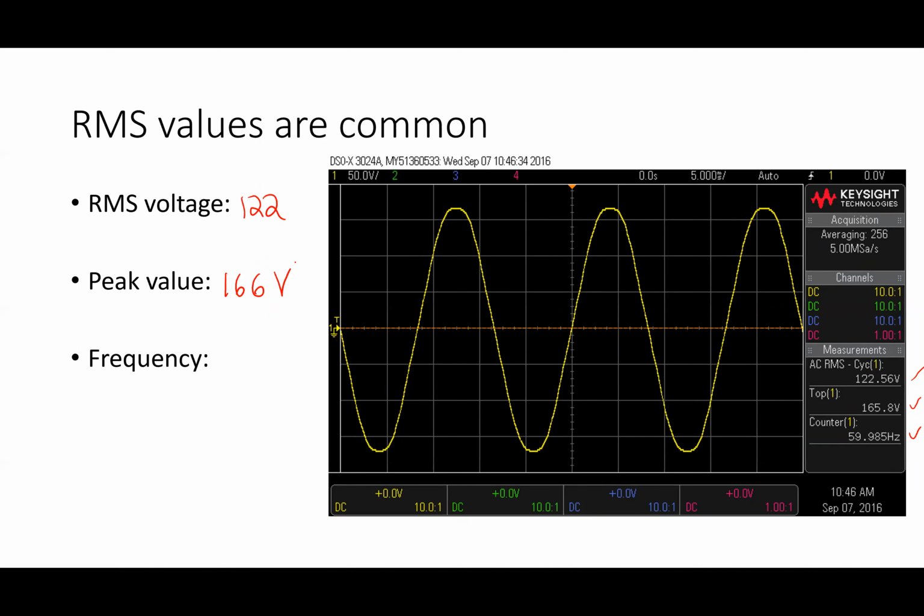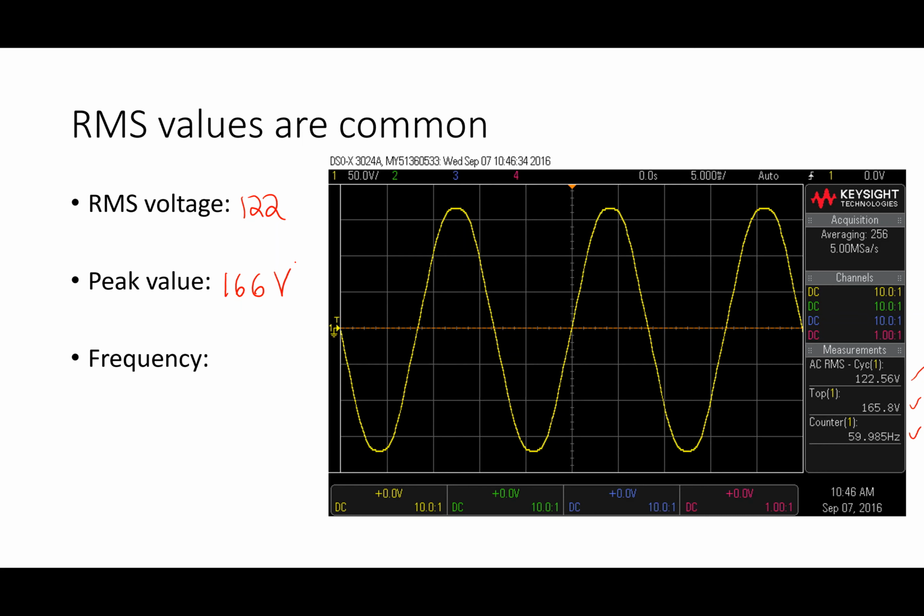If you do the math on that, it's pretty close to 166 divided by the square root of 2, but if you do the math, it's not quite that. The reason is that this is not quite a sine wave. It is a little bit distorted, and there's some other stuff going on there.